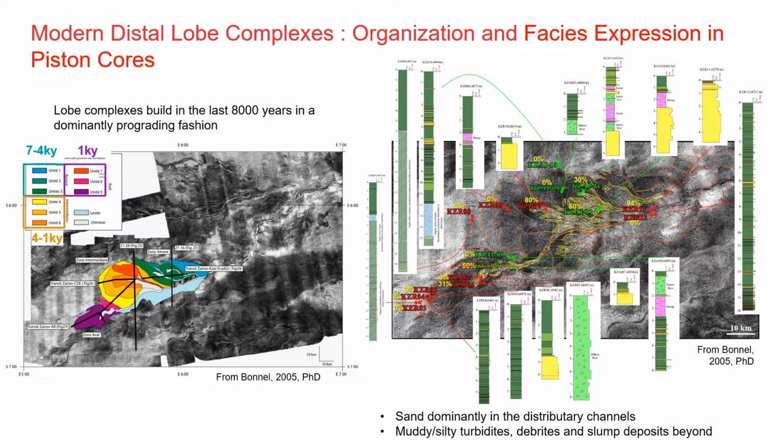Drop cores showed sand dominantly in the distributary channels, while muddy, silty turbidites, debris and slumps were described all around, with a transition as sharp as the change in reflectivity colors. While it's expected to find thinly-bedded turbidites on the marginal portions of lobes, debris and slumps raise questions.